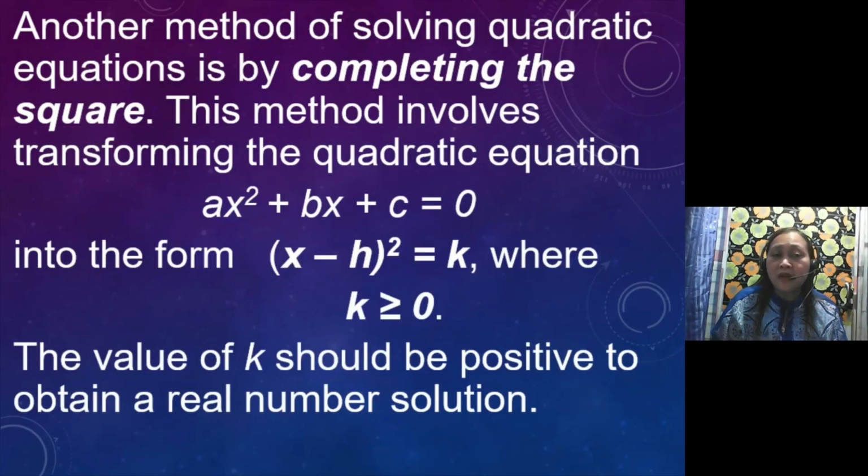Another method of solving quadratic equations is by completing the square. This method involves transforming the quadratic equation ax squared plus bx plus c is equal to 0 into the form the quantity of x minus h raised to the power of 2 is equal to k, where k is greater than or equal to 0. The value of k should be positive to obtain a real number solution.